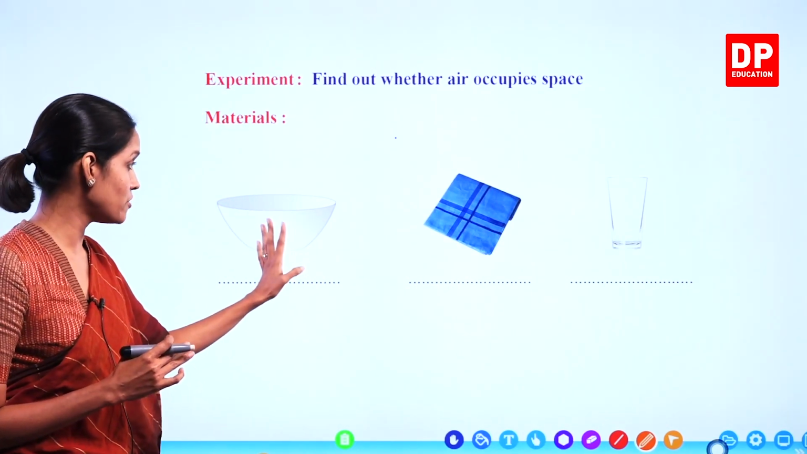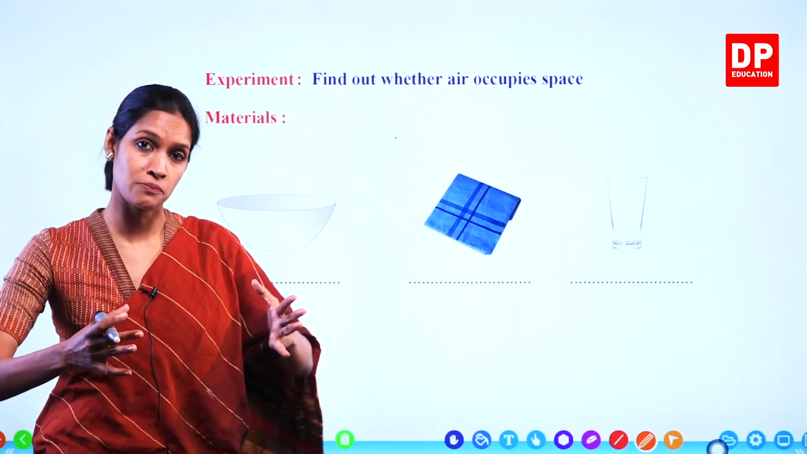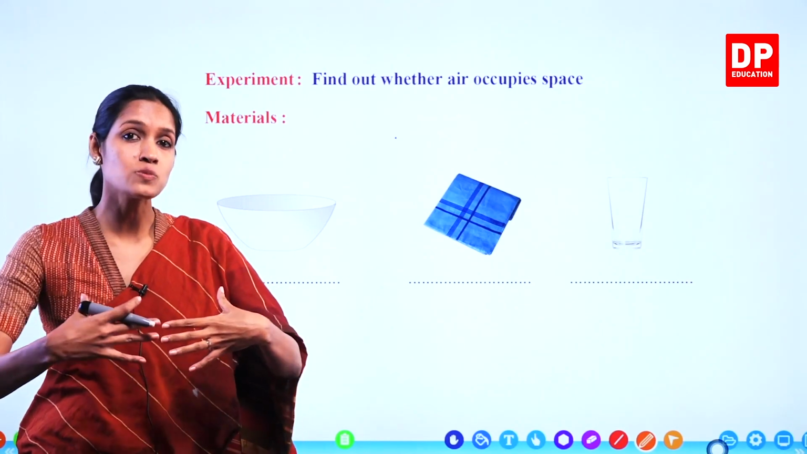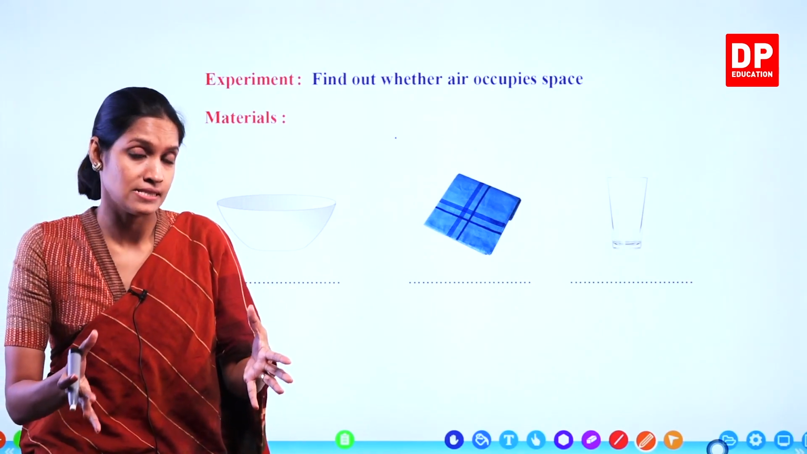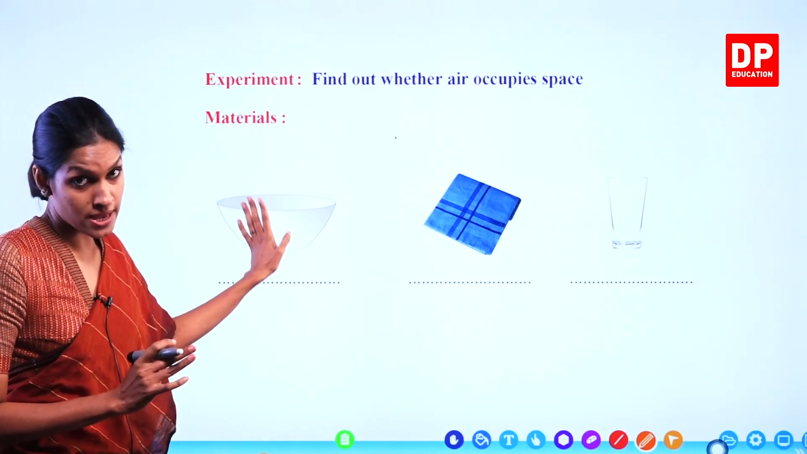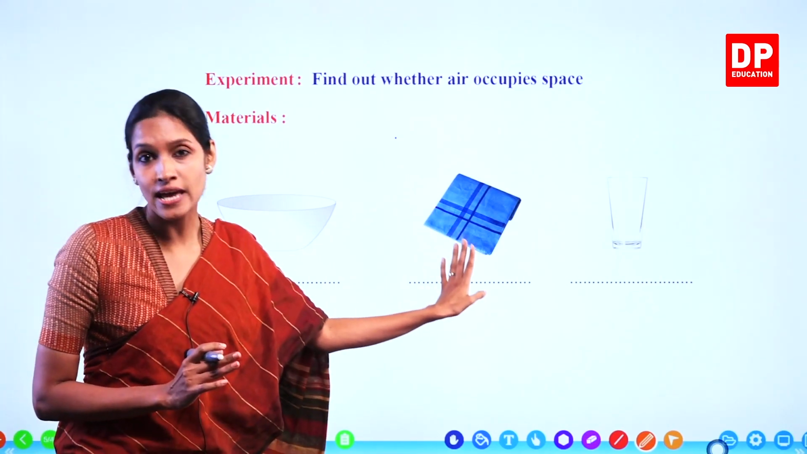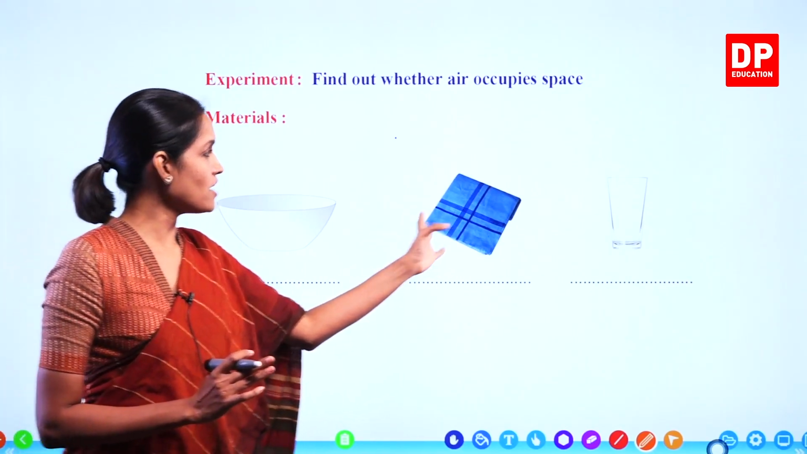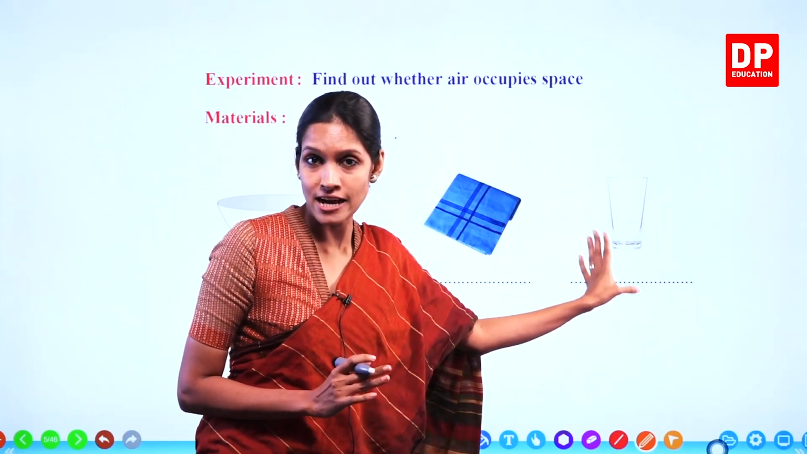But in the lab, instead of a water basin, we'll be using an instrument, a transparent water vessel, right? That is known as a trough. Here we need a water basin and a dry handkerchief or maybe some dry tissues as well. And we need a dry glass.